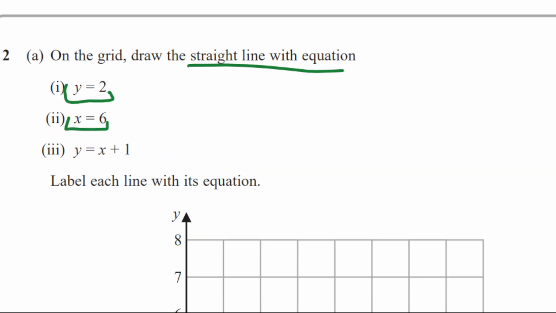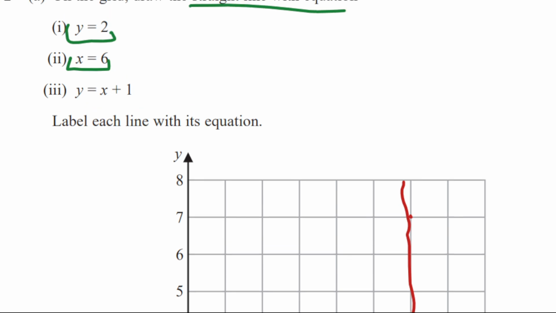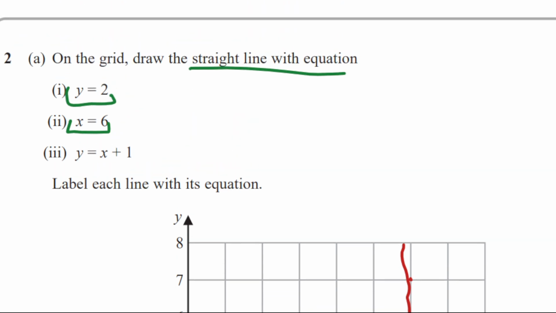X equals 6. X equals 6 is here, isn't it? Let's just do it in a different color. X equals 6 here. So x equals 6 is a vertical line. From now on, in the next exams, when they tell you y equals a number, it's a horizontal line. X equals a number, it's a vertical line.